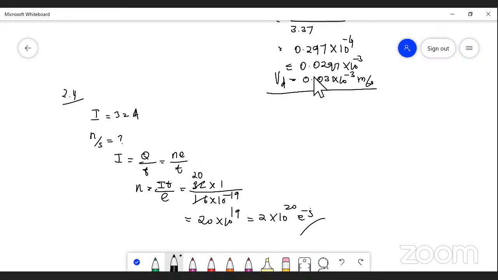when a current of 32 ampere is made to pass through the conductor. When a current of 32 ampere is made to pass through the conductor, 2 into 10 power 20 electrons will flow through the conductor in 1 second. See, this is the expression.